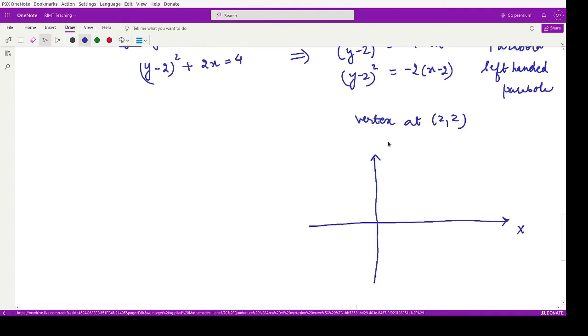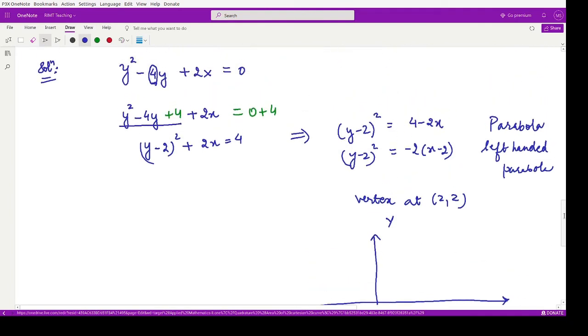This is the x-axis, this is the y-axis. Now you have to see at which points this crosses the y-axis. So for that, what do we do?